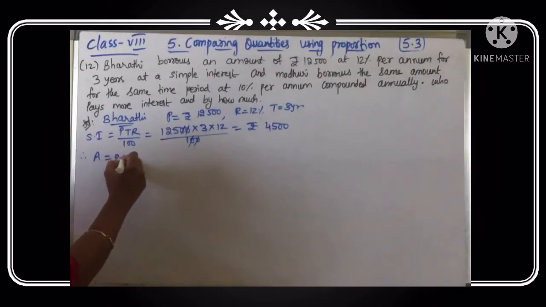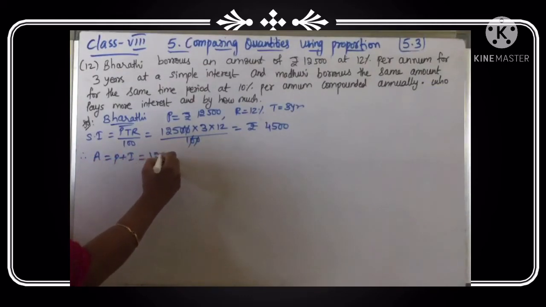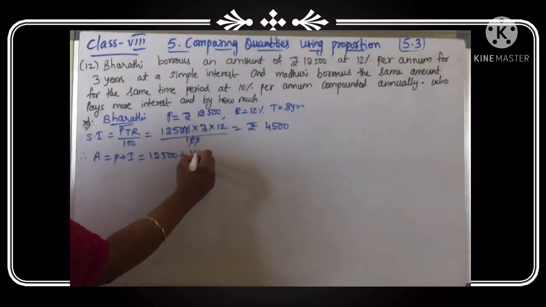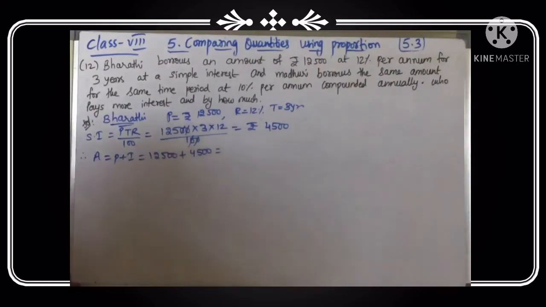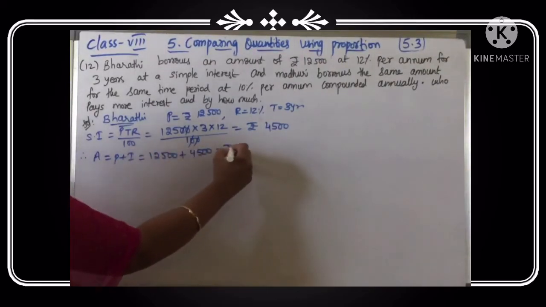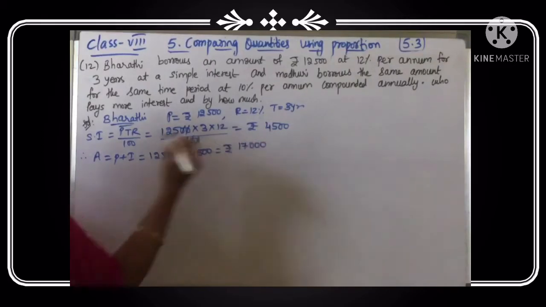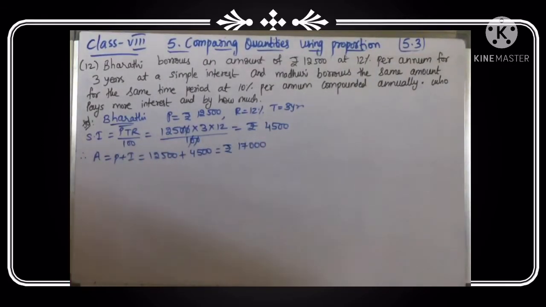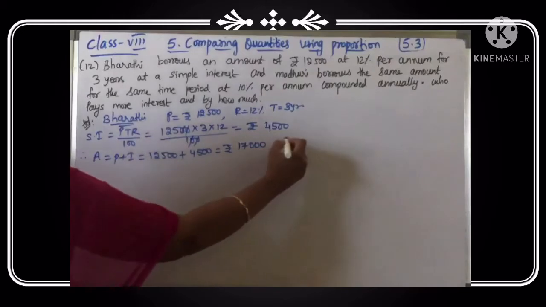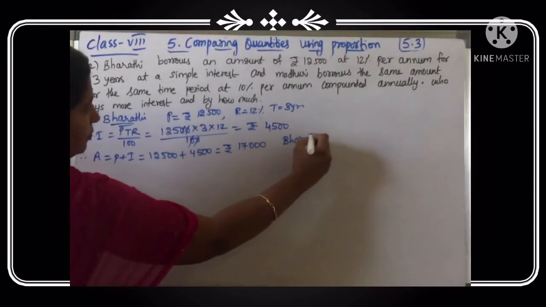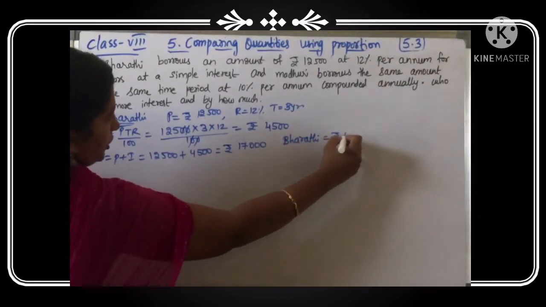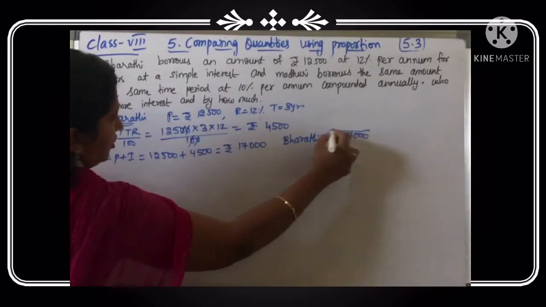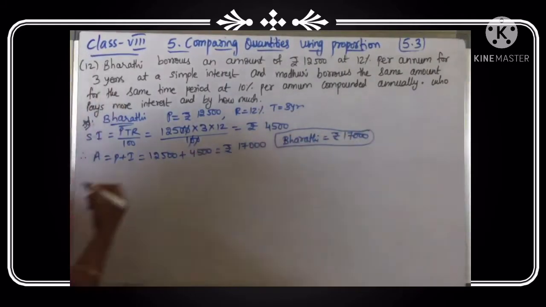So therefore, how much Bharati has to pay? Amount is P plus I, that is 12,500 plus 4,500. So finally Bharati has to pay rupees 17,000 after 3 years. We got Bharati has to pay 17,000.